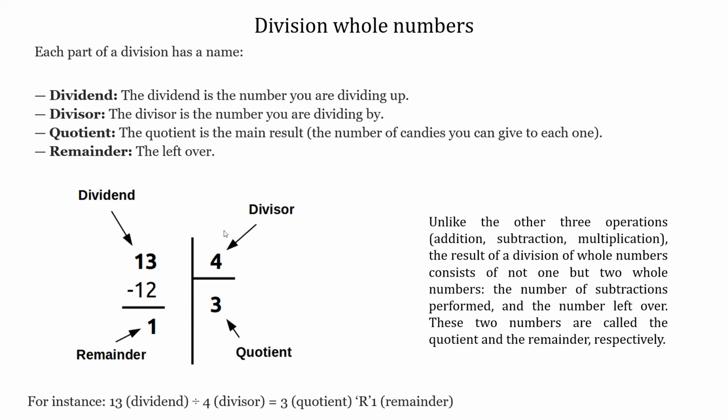So unlike the other three operations, addition, subtraction, multiplication, the result of division of whole numbers consists of two numbers, which we call the remainder and the quotient. So, for instance, 13 divided by 4. 13 is the dividend for the division, and the result is 3 quotient and 1 remainder.